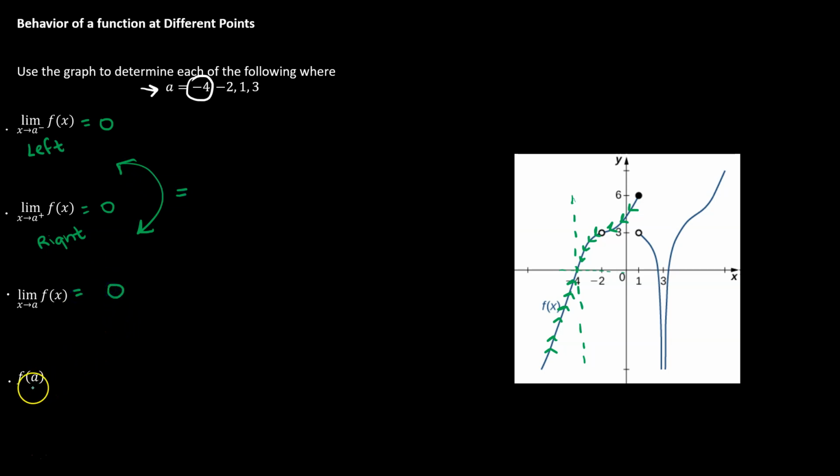And then lastly, we want to know what the function is equal to at x equals -4. So I'm going to clean up my picture here.